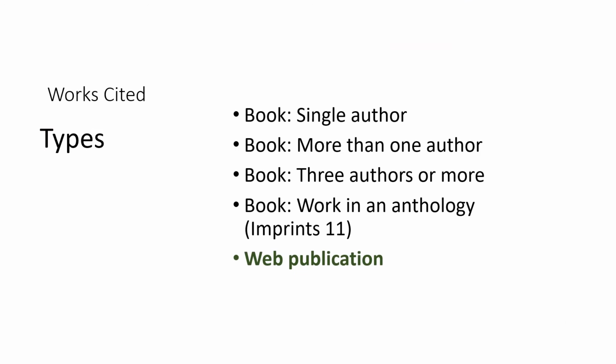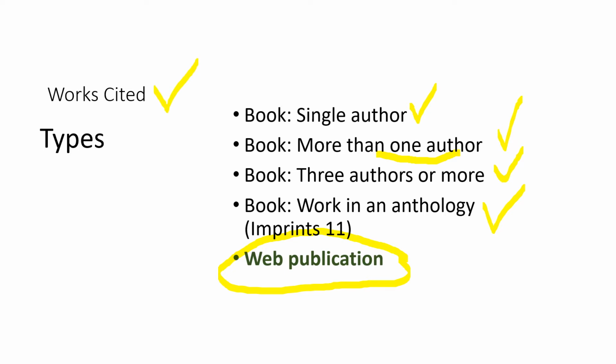Now, what are different types? Well, this is kind of like the other video. You've got books with a single author, books with more than one author, books with 3 authors or more. I know that 3 or more is more than one, but there's a different way to do it between these two. You have an anthology, for example, the Imprints 11 we have in class with a whole bunch of short stories in them. But let's face it, you will be using web publications, i.e. websites. So I will show you how to do a works cited page with a website.